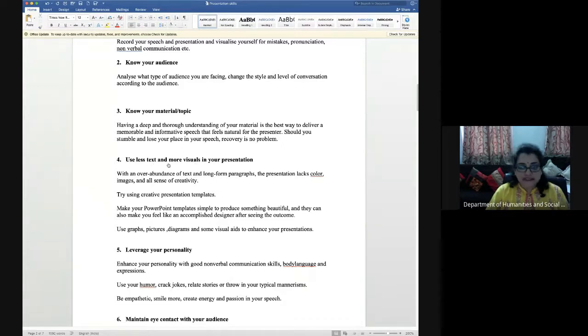Use less text and more visual in your presentation. So this is basically for the PowerPoint presentation. If you are giving your presentation through PowerPoint, then try to use less text. ऐसा नहीं है कि पूरा जो slides है उसमें पूरे में text भरा हुआ है, वो नहीं हो सकता. You have to use more visuals. Like you have to use audio visuals, or some audio, or some visuals, or some kind of video. तो visuals क्या हो सकते हैं?